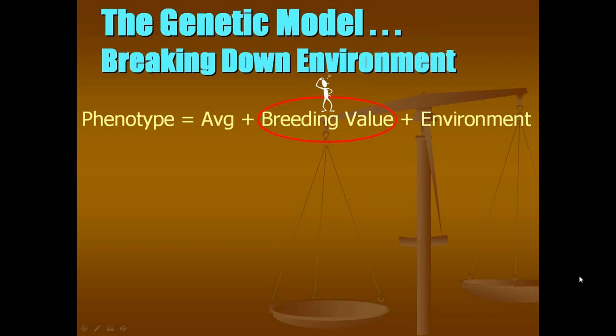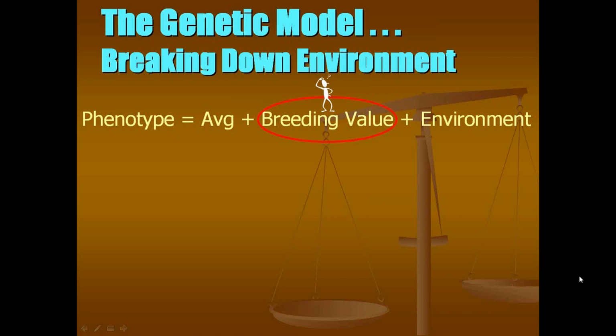Okay? If you think back to your math class, how can we get at breeding value if we don't know what it is? Well, let's look at the other components. Remember, if we know the other components, we don't have to know x, but we can solve for x, right? So if we know phenotype, we know average, we know environment, we know breeding value without knowing it directly. Okay, so that's our goal. That's our goal, to know the other factors which indirectly give us breeding value.